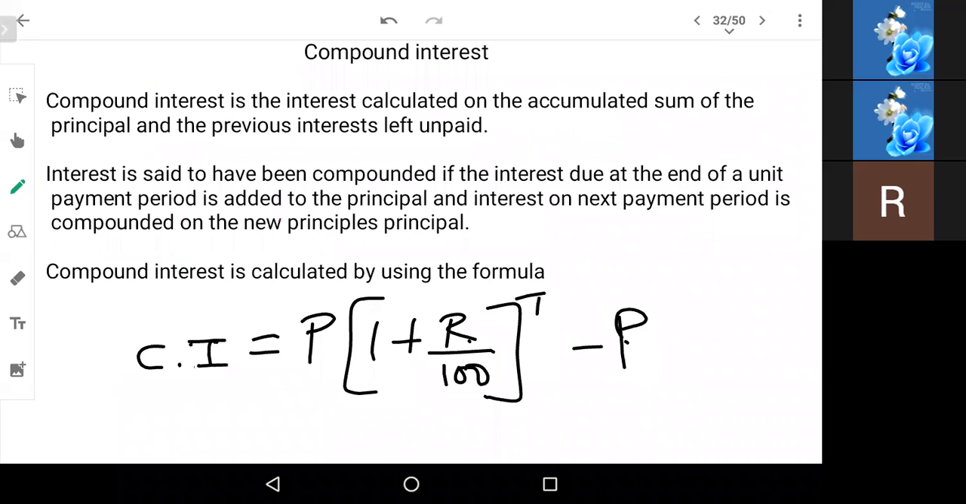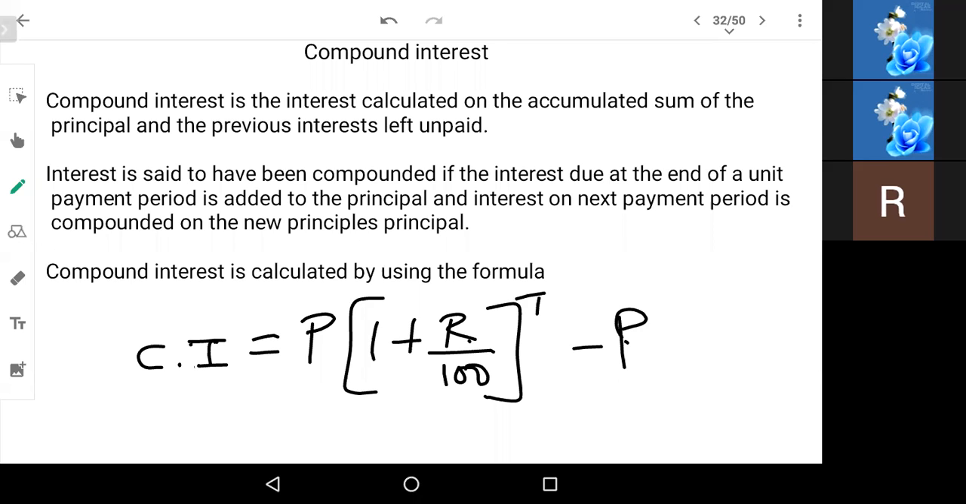Now that completes our simple interest concept. Now let us go to the compound interest. So in simple interest, what did we understand? On the basic amount, we directly calculated the interest on the principal. Now in compound interest, we will be calculating the interest on the accumulated sum.